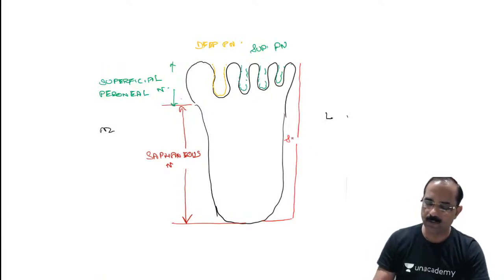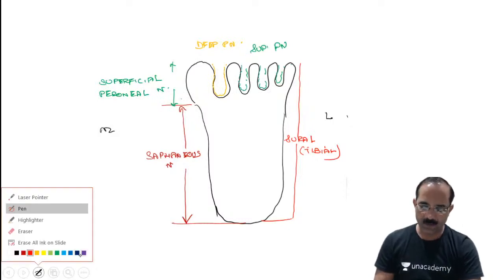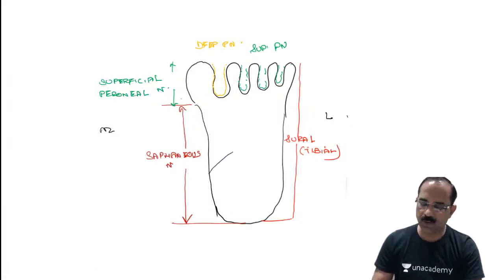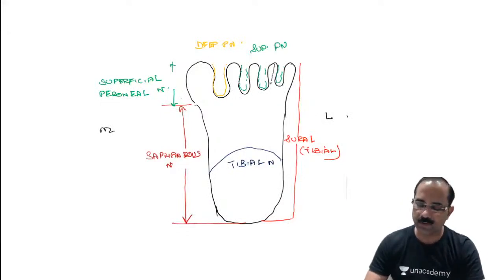the lateral aspect of the foot is supplied by the sural nerve. Sural is a branch of the tibial nerve. The heel is supplied by the tibial nerve. Students, this is the sole, the plantar aspect. Don't forget, this is the plantar aspect. The heel is supplied by the tibial nerve.